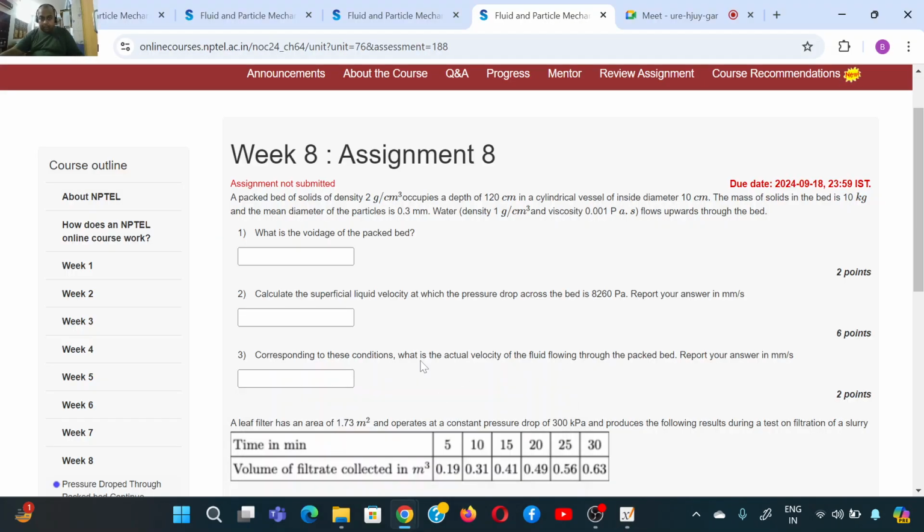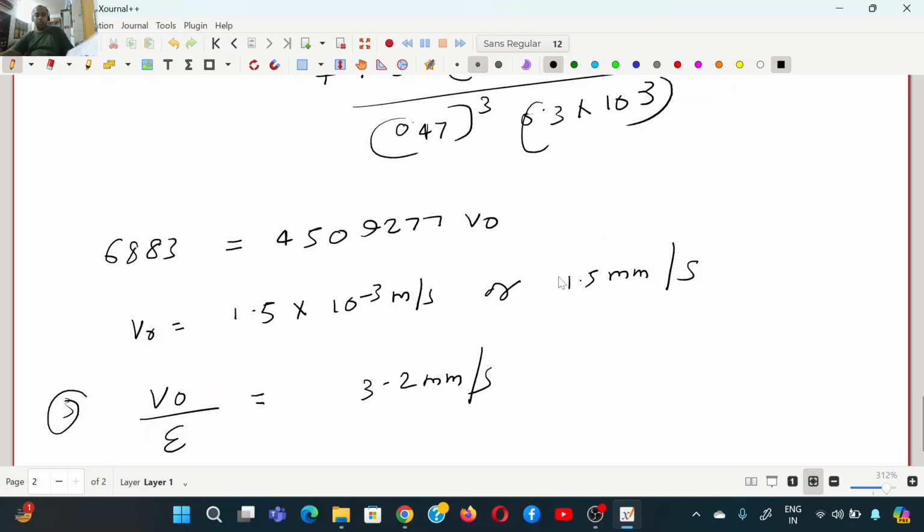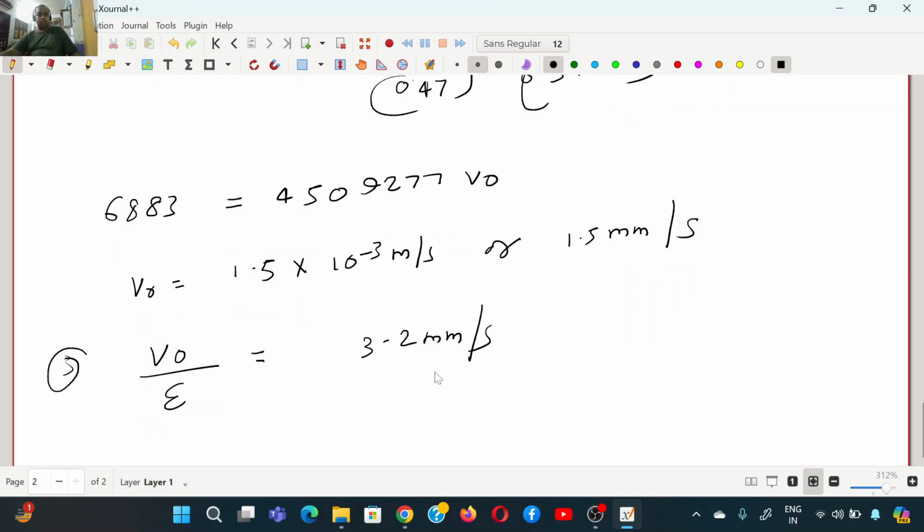Third is that corresponding to these conditions, what is the actual velocity of the fluid going through the pipe bed? So the actual velocity will be nothing but V naught by epsilon, right? We saw that in the previous class also. If V naught is superficial, epsilon is porosity. So V naught by porosity, you'll get 3.2 millimeter per second. Epsilon is 0.43 in our case. So this is the third question.